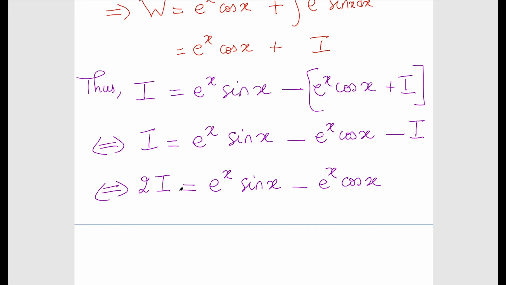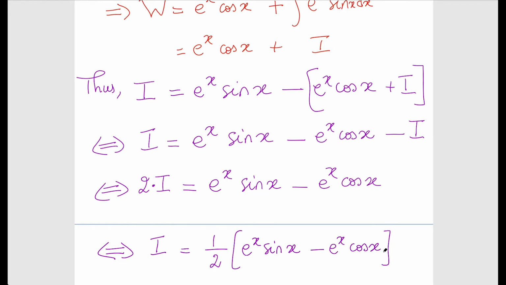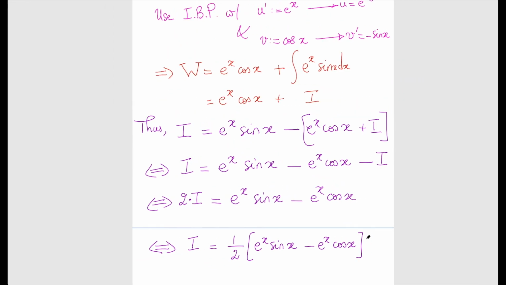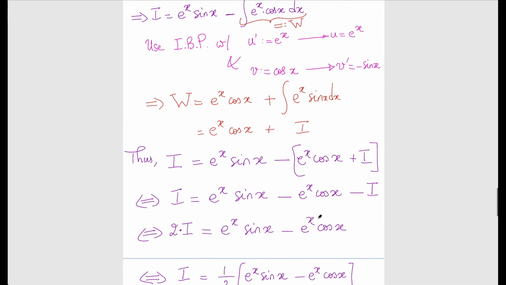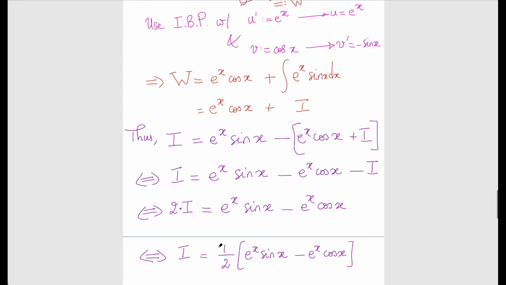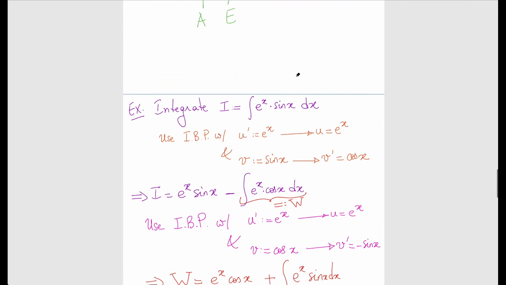So you get this. What's the desired thing again? It's the I. So if twice I is this much, this means that I is half of that, right? So this means that I is simply half of e^x sine x minus e^x cosine x. Okay? So I forgot to add the constant of integration. Let's add it at the end, because I itself is an integral, right? It's an indefinite integral.